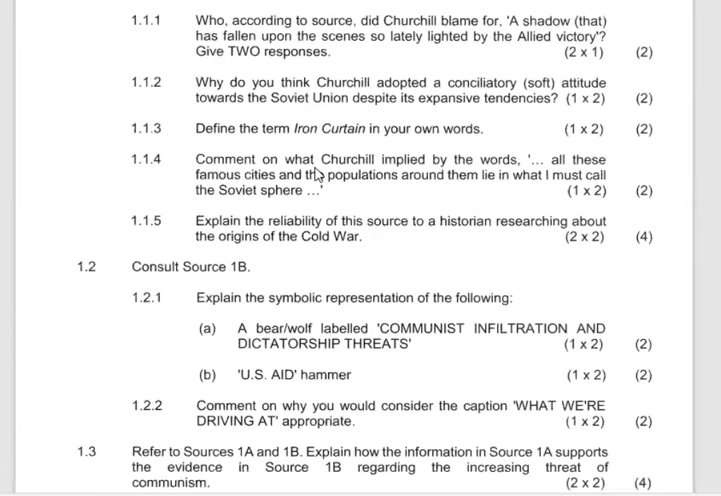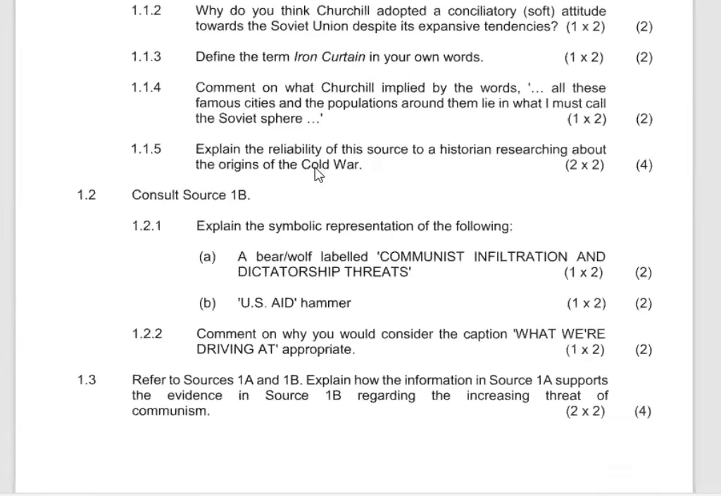It took a conciliatory or a soft attitude towards the USA. What might be the possible reason for that? The most definite reason that we can highlight, though there are other reasons. Remember, we are looking at Cold War tensions here. The countries were just engaged in ideological fighting and not physical fighting.